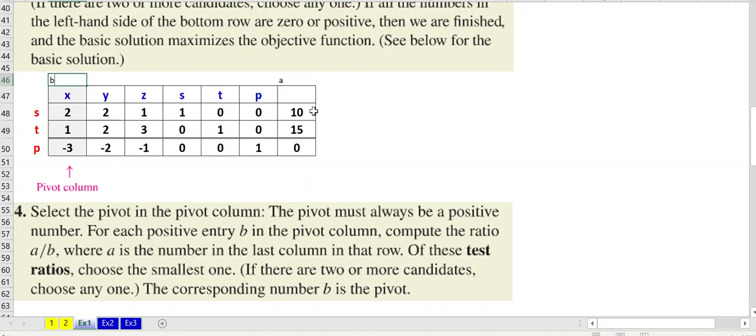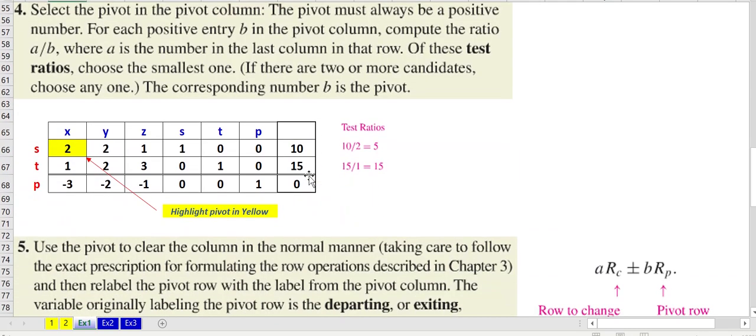So we're going to take the ratio of the number 10 divided by 2. And I show that down here. We take the 10, divide it by 2. 10 divided by 2 is 5. We do it for the second row. Take the constant, 15, divide it by 1. 15 divided by 1 is 15. We want the smallest ratio. So the smallest number is 5.